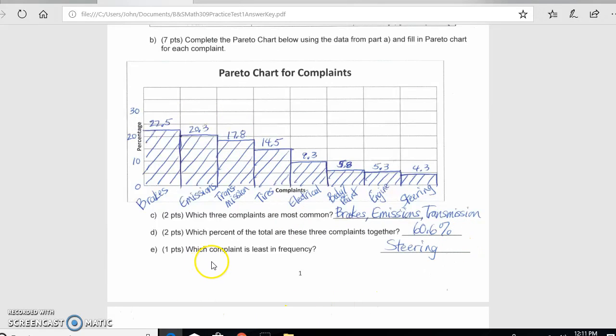Letter E, which complaint is least in frequency? And that would be the steering over here at 4.3%. So those are the answers for number 1.